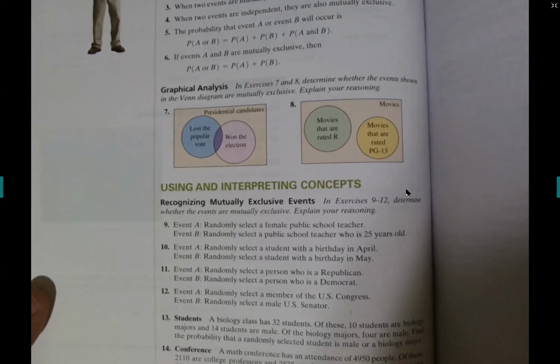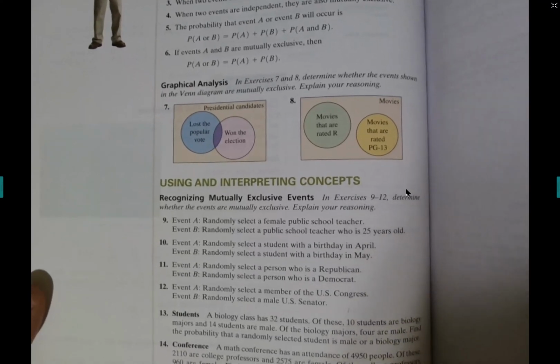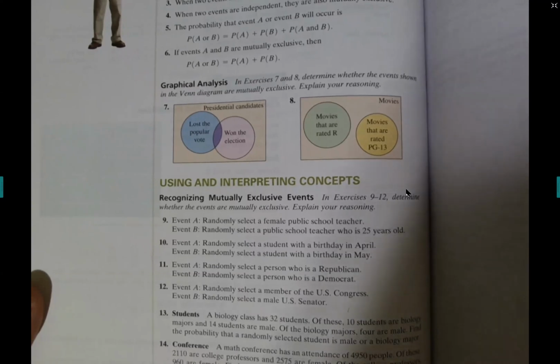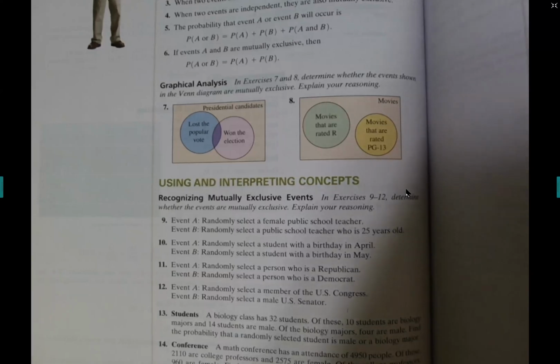What about number 9? Randomly select a female public school teacher. Randomly select a public school teacher who is 25 years old. Mutually exclusive or not mutually exclusive?